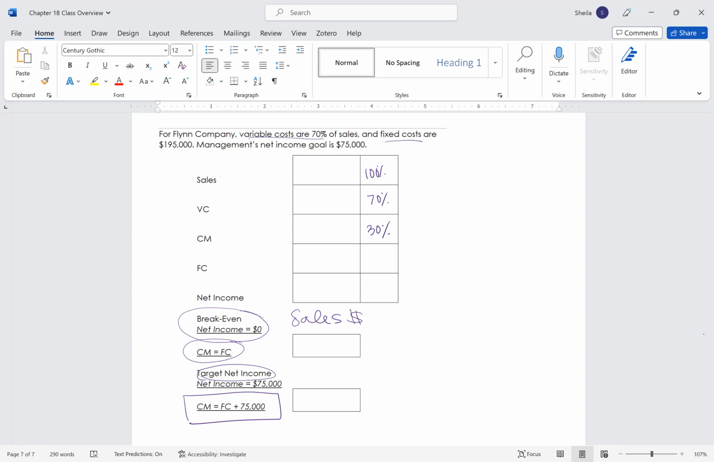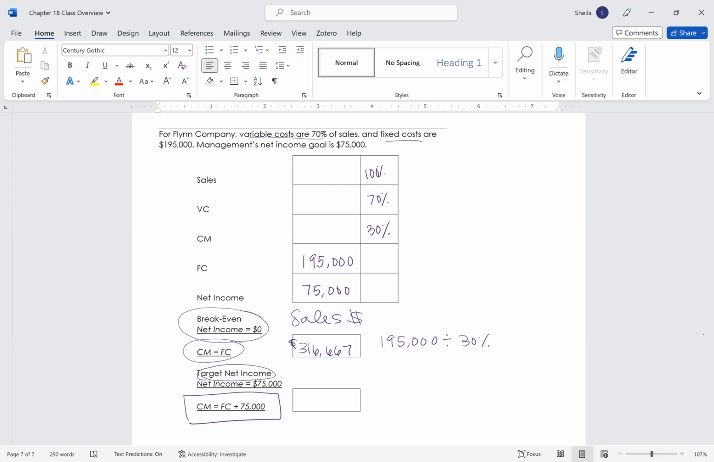Okay. Fixed costs are 195,000, and management wants to generate net income of 75,000. Okay. Now we can absolutely back into these. But let's just use this information that we have to calculate sales, and then we'll check ourselves. So remember, fixed cost divided by contribution margin ratio of 30% would tell us that our break-even sales are 316,667, if I did the math right.